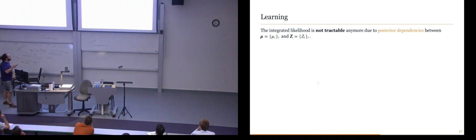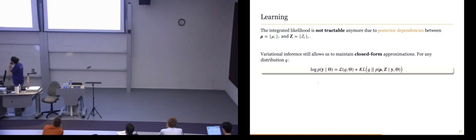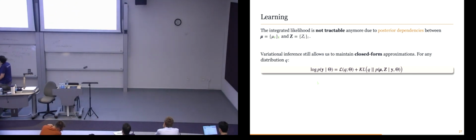because we have posterior dependencies between mu and Z. The prior distributions are independent, but when you condition on data, it becomes dependent. So we cannot use that directly anymore. But once again, Carl and Rick talked a little bit about that this morning. We can still use variational inference. And how will we use that to keep a closed form approximation?